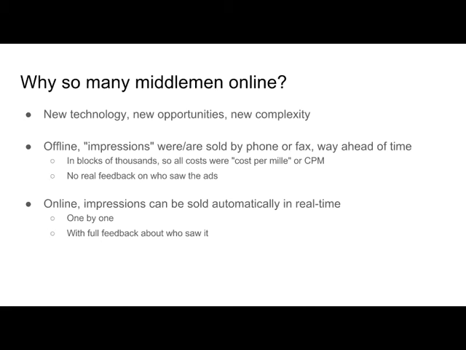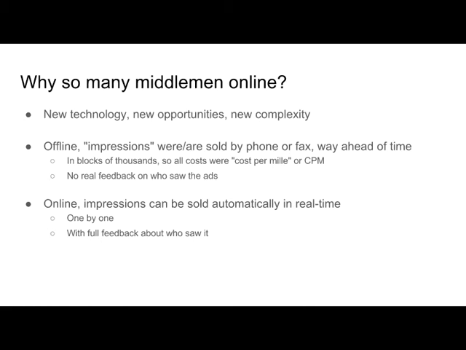They can be sold one by one. So whereas before you used to phone up the New York Times and say, hi, next month I want 100,000 ads, now the New York Times calls you and you have 250 milliseconds to buy that ad, that impression, which is actually kind of shocking. It was kind of shocking to me when I first heard about it.